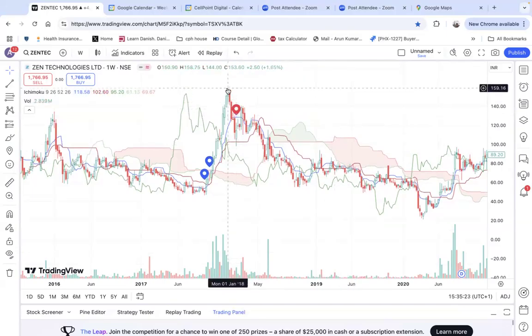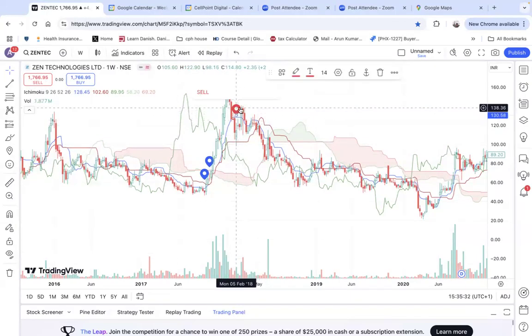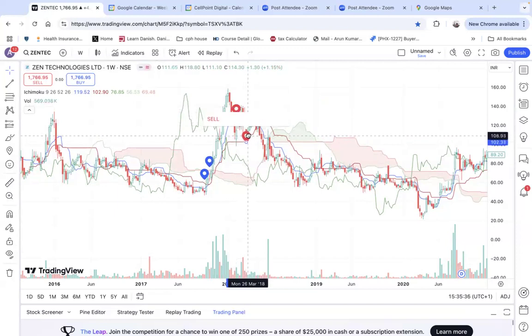So first, a higher high was at 160. Now sellers are selling even at 140. So this is telling me more information, that more people are now trying to sell here. So that is my reading in this case. I could have sold here, I could have sold at this point, or I could have sold at this point here.